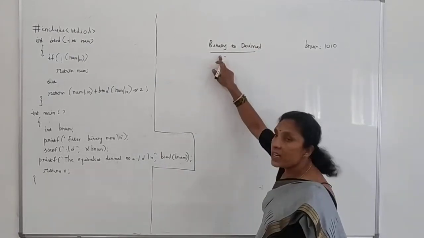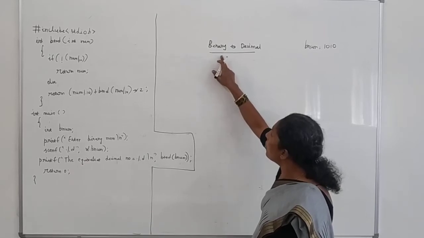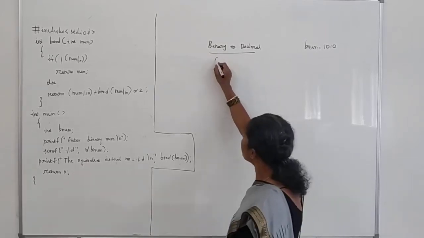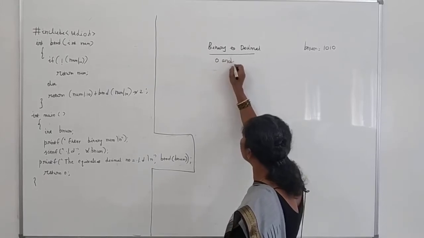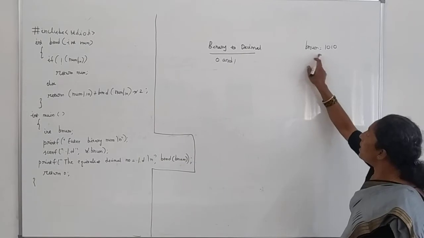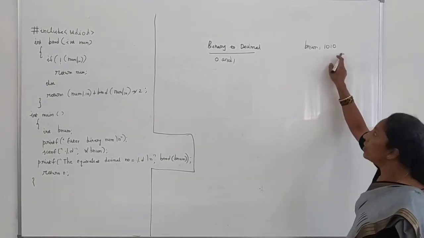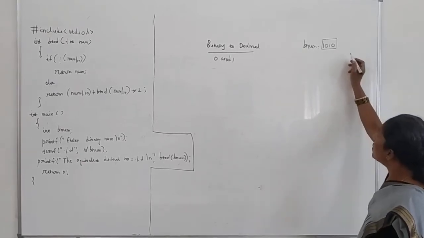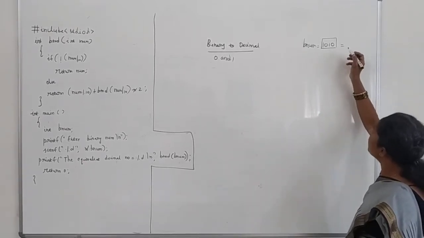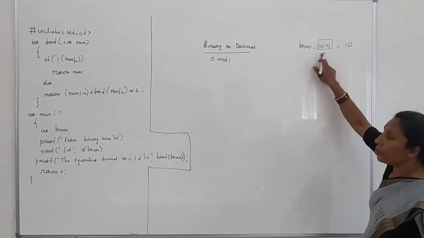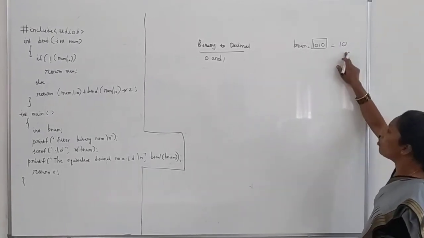Binary is nothing but whatever number you take should be in binary form, which means it should be in the form of zeros and ones. Let us consider the binary number 1010. Now I need to convert this binary number into decimal. The equivalent decimal number is 10. So if we give the input 1010, we should get the output as 10.